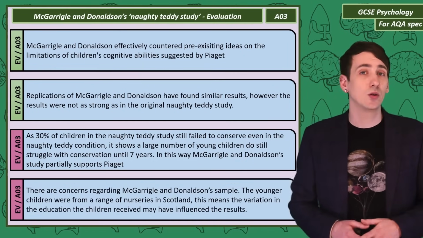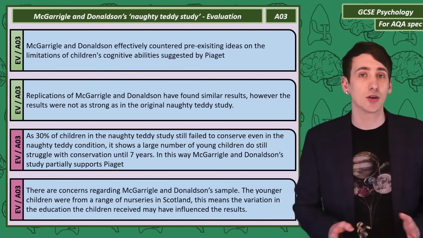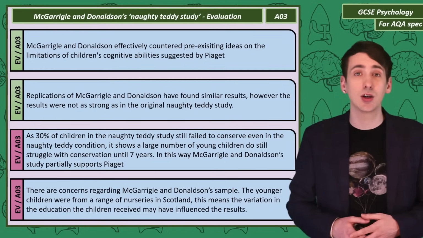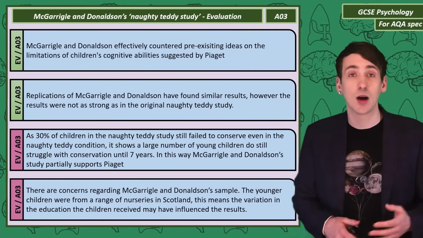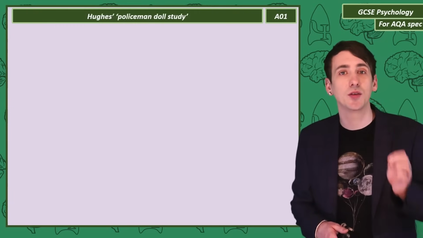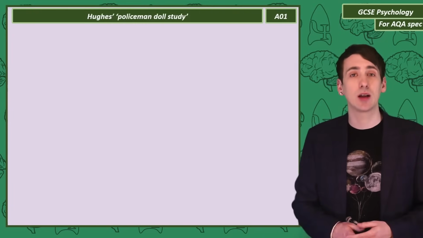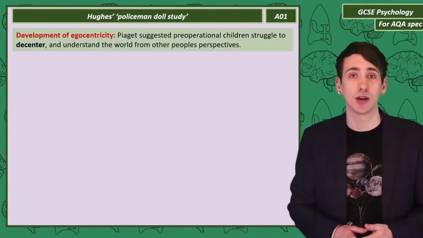The sample used in the Naughty Teddy study were all from a range of Scottish nurseries. It could be a variation in early years education between the nurseries could have influenced the results. Now, Piaget's ideas on the development of egocentricity has also been challenged by Hughes in the policeman doll study.